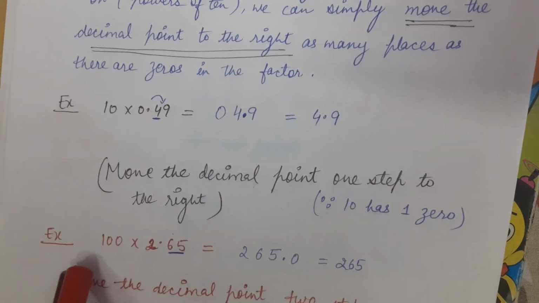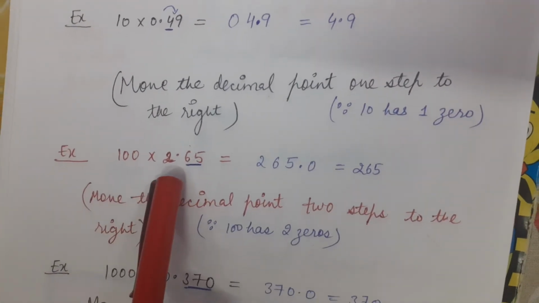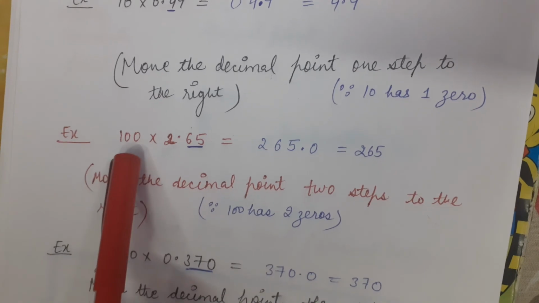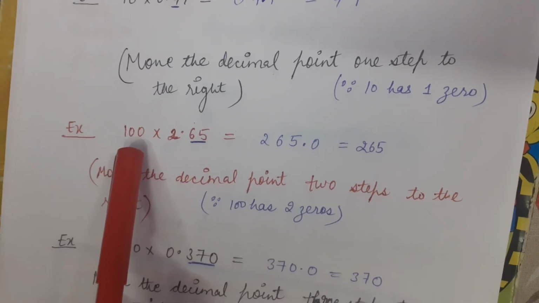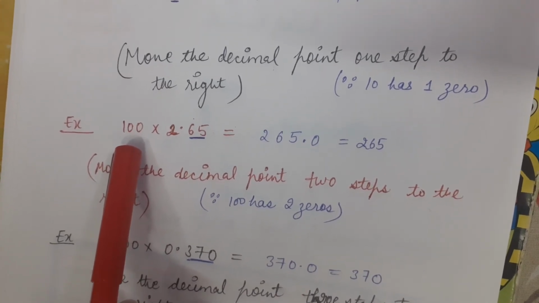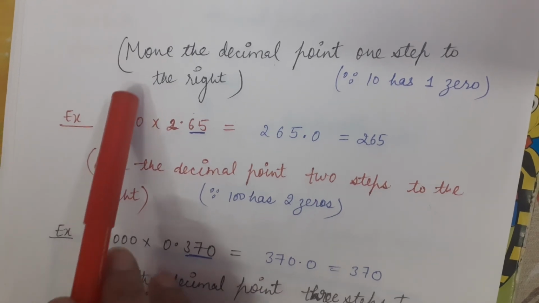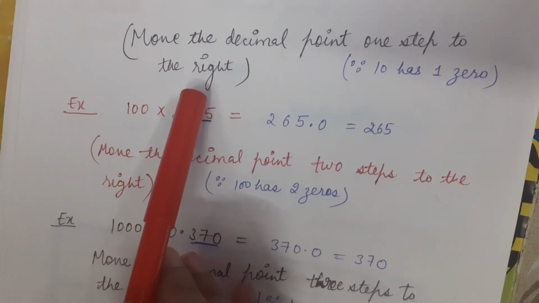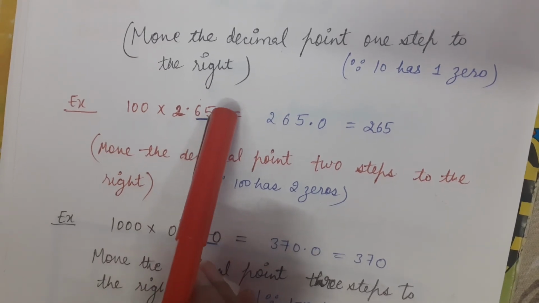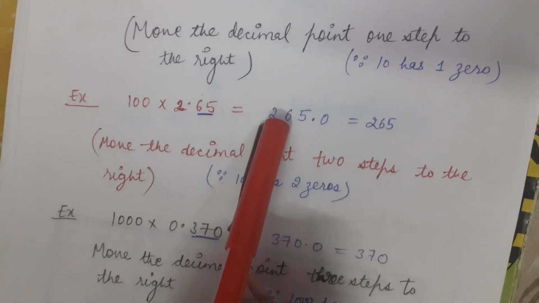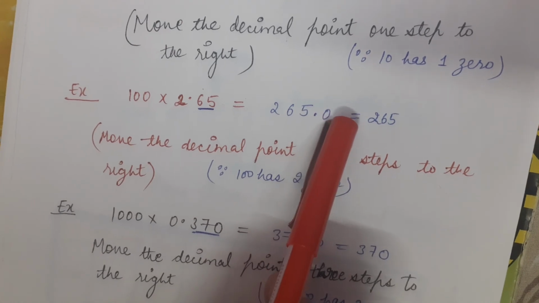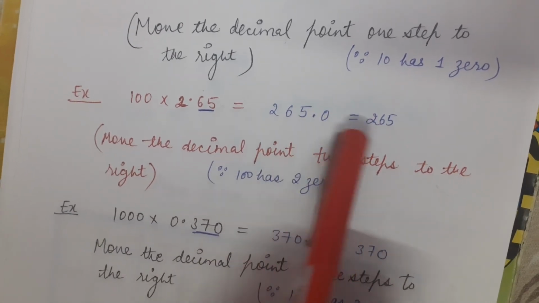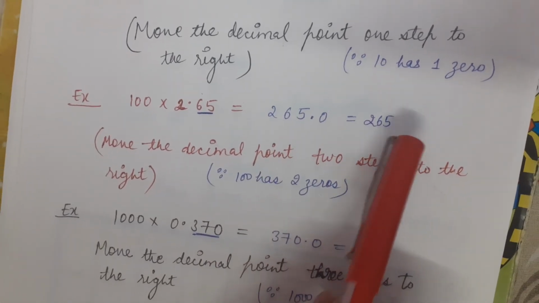4.9. Next example, 100 multiplied by 2.65. Now in this case, 100 has 2 zeros, so we have to move 2 steps to the right. That means decimal 1, 2. So the decimal comes here, and it will become 265.0, or we are ignoring the 0, so the answer is 265 only.